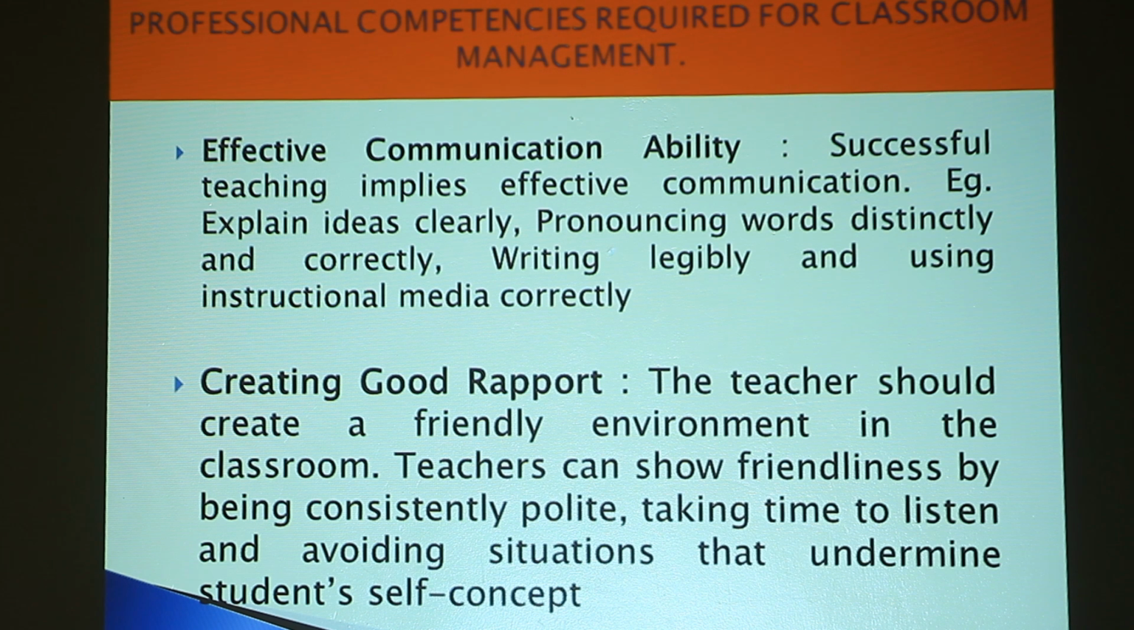Can you explain points clearly? I'm looking at communication being a competence for good classroom management. Can you communicate effectively? Can you pronounce the words properly? Can you explain the ideas clearly or do you explain them vaguely? How clearly you explain them depends on how knowledgeable you are. On writing, do you write the words on the blackboard, on the chalkboard, very well? Or are students not able to read what you're writing? All these are issues of effective communication.